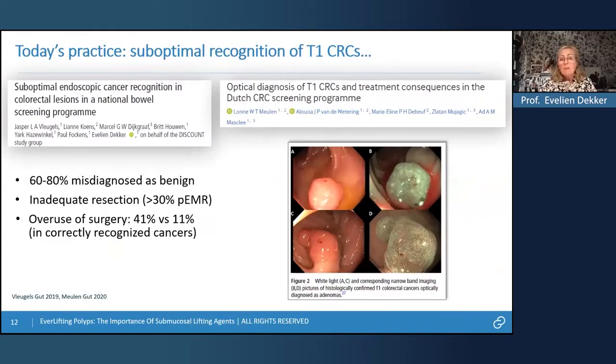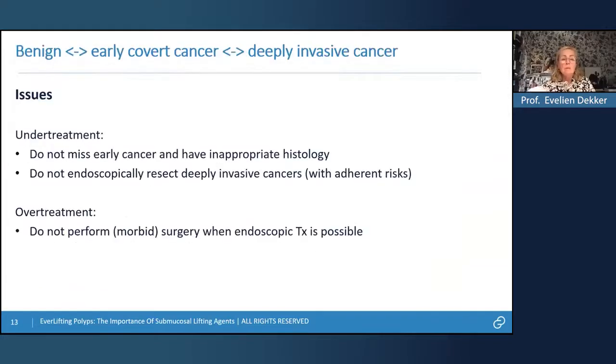So in today's practice, the problem is that there's suboptimal recognition of the T1 cancers. We know that from our screening program in the Netherlands again, that although I think our endoscopists are well trained and well skilled, we misdiagnose those early cancers very often as benign. Besides, there's inadequate resection because those will then be removed, for example, by piecemeal EMR. And on the other hand, there's overuse of surgery in correctly recognized cancers because the option of endoscopic therapy has not been considered.